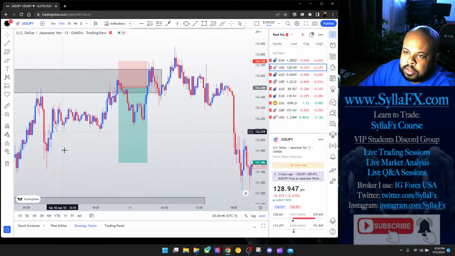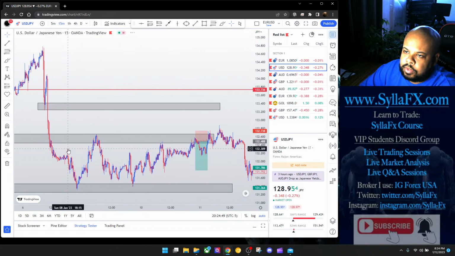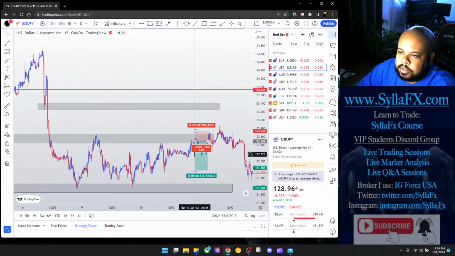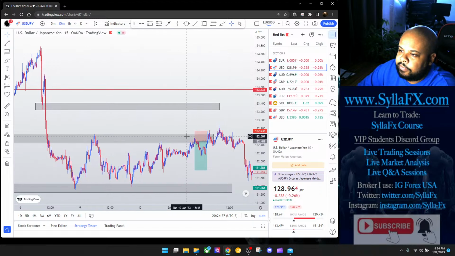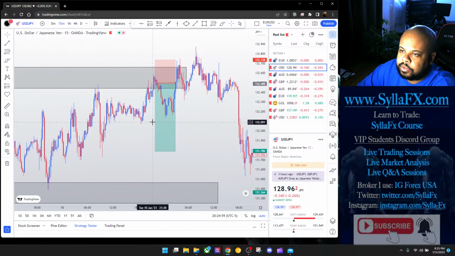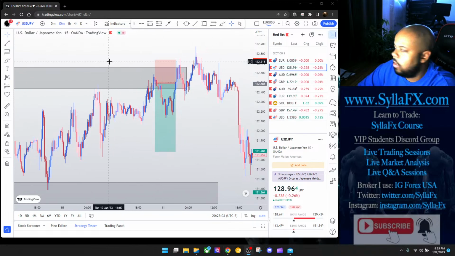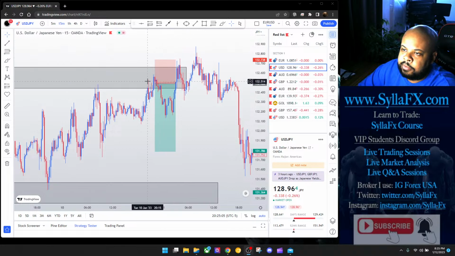So yeah, the entry zone was basically based off of this high here, and I was waiting for price to get back into that area and look for a potential entry zone on the 15-minute chart. At first, price did make it all the way back into that area here, and we had a little bit of rejection here, so I didn't actually catch it right at that one.